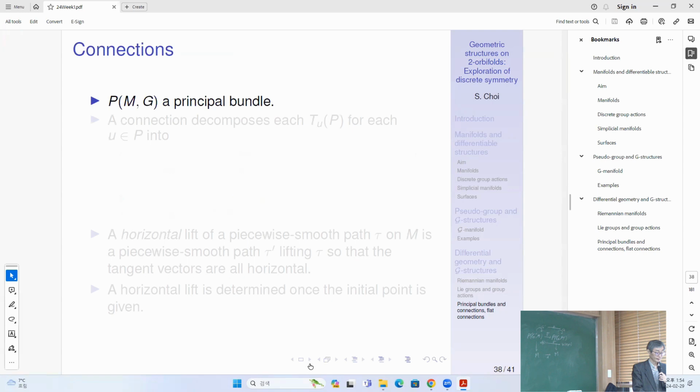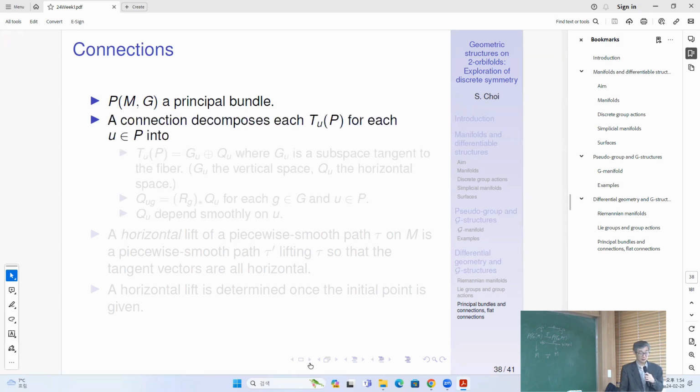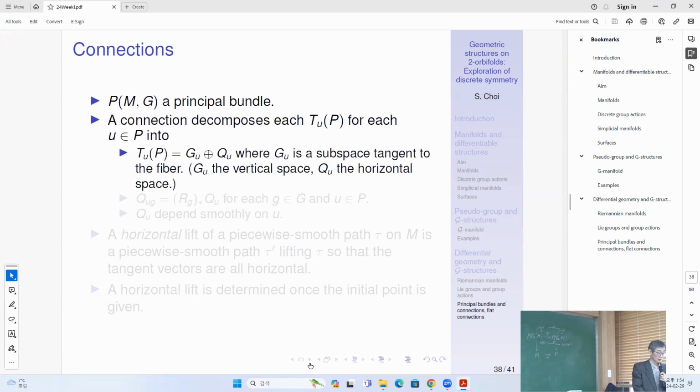And let's go to connection. Of course, I'm doing these connection things very fast. So P, M, G is a principal bundle, and a connection is some way to decompose. You have a principal bundle where G is acting. G is sort of, think of it as a fiber.